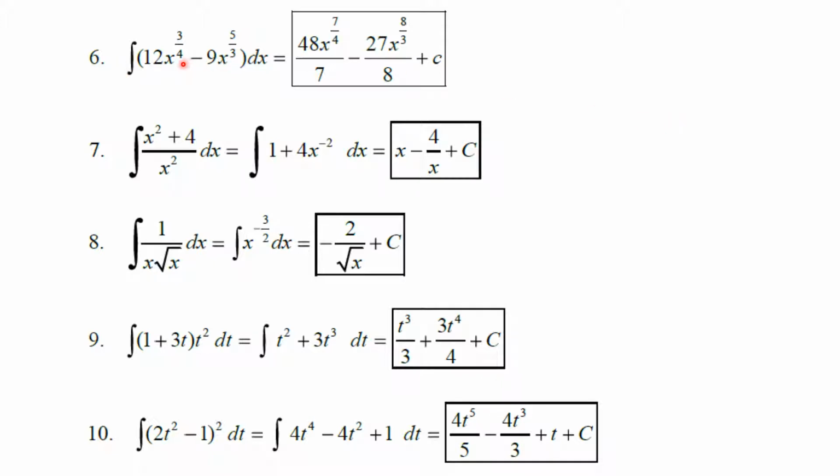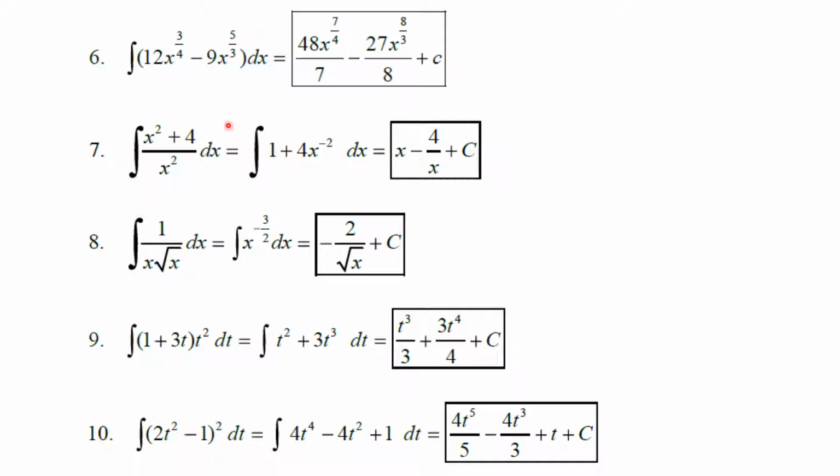When you have fractions as your index, please be careful when you add 1 to the index power. To avoid careless mistakes, please use a calculator to do your calculation for the addition of fractions. So 3 over 4 plus 1 is 7 over 4. And when you divide by 7 over 4, it becomes multiplied by 4 over 7. So 4 times 12 is 48 divided by 7. And for this, the same rule applies. 5 over 3 plus 1 becomes 8 over 3. And when you divide by 8 over 3, it becomes multiplied by 3 over 8. So 9 times 3 is 27 over 8. And of course, you add the constant c.